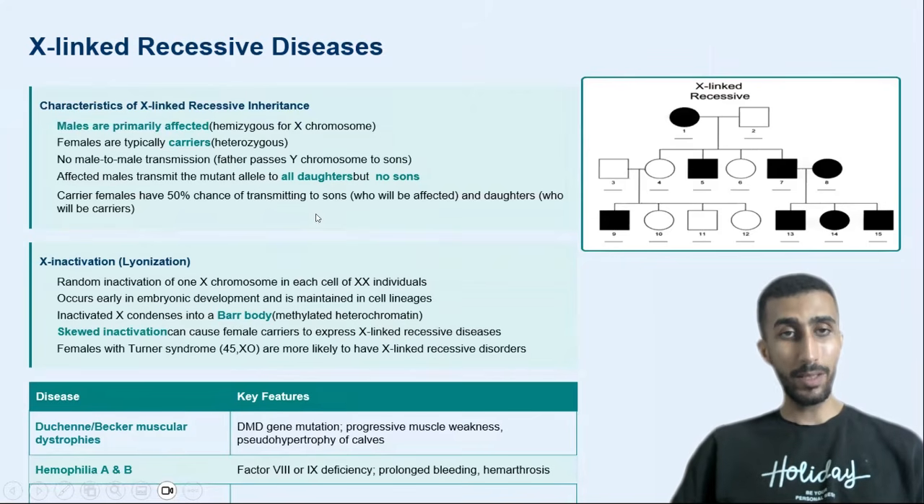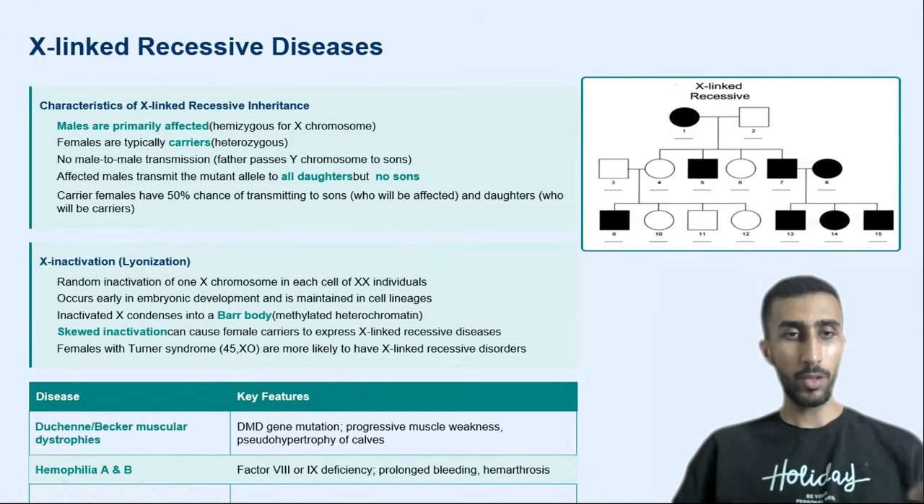So X-linked recessive diseases, this is another whole story. They also have characteristics. First, the males are primarily affected. The males are XY versus the females being XX. So remember, this is X-linked, so it's exclusively present on the X chromosome. The males have X and Y.